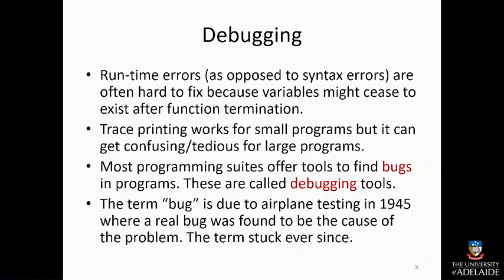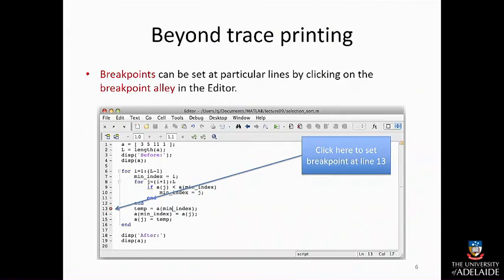Those tools are called debugging tools. And how did we get this term bug from? The term bug is due to airplane testing in 1945, where there was an actual insect, a bug in the engine that was causing the problem. Therefore they assigned the issue to the presence of the bug, and from that point on we say that we have a bug in the code, right? So that's not an insect in the code, it's a coding error. What can we do beyond just trace printing?